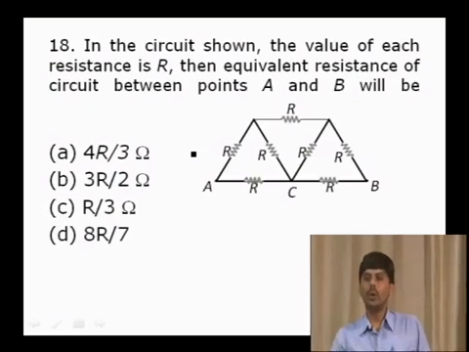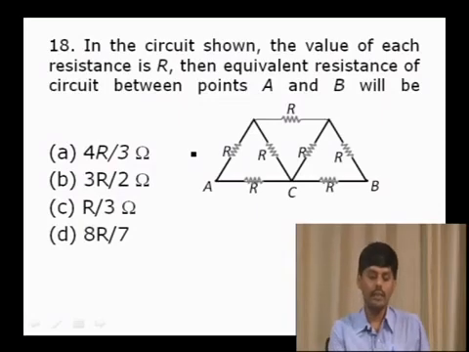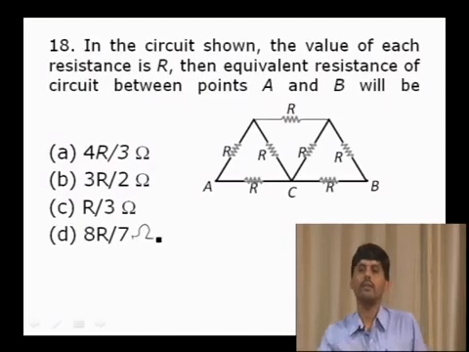In the circuit shown, the value of each resistor is R. They were not providing the value of the resistor, they were given as R. Then the equivalent resistance in the circuit between the points A and B will be: option A, 4R by 3 ohm; option B, 3R by 2 ohm; option C, R by 3 ohm; option D, 8R by 7 ohm. Here the unit is missing.